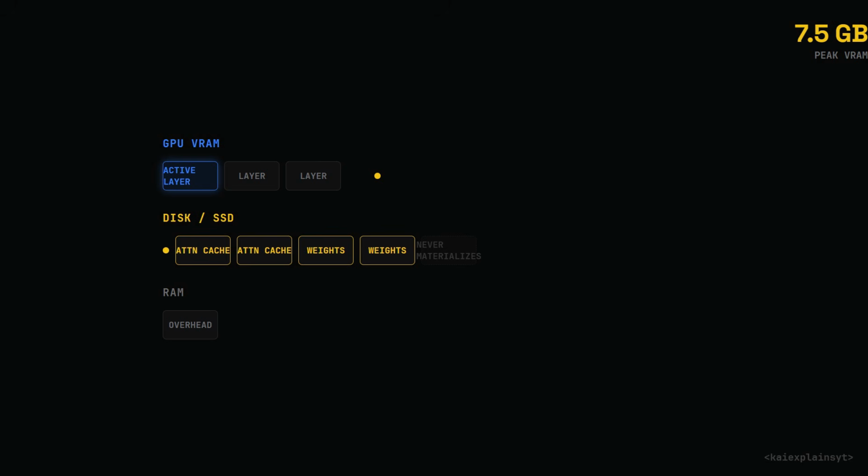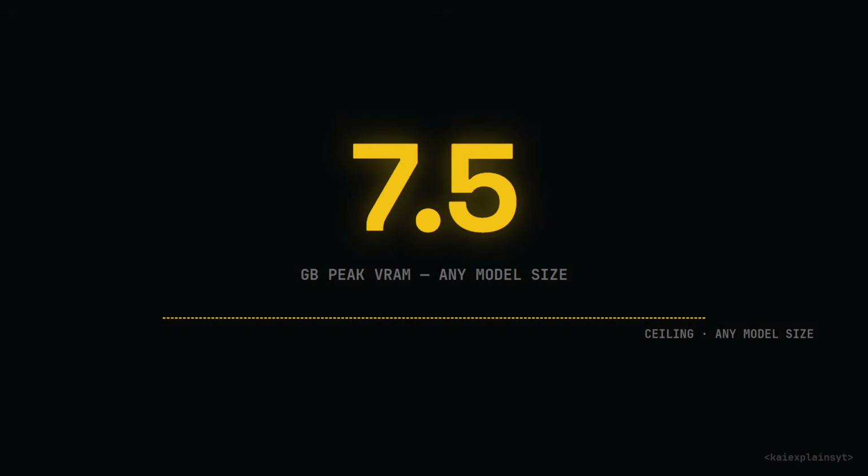The attention cache goes to the drive as well, at full 16-bit precision, written out as attention runs and read back when it is needed. Big MLP projection matrices get chunked into passes small enough to fit. Flash attention keeps the full attention matrix from ever materializing. The result is that peak video memory stays under 7.5 gigabytes, no matter how large the model is.